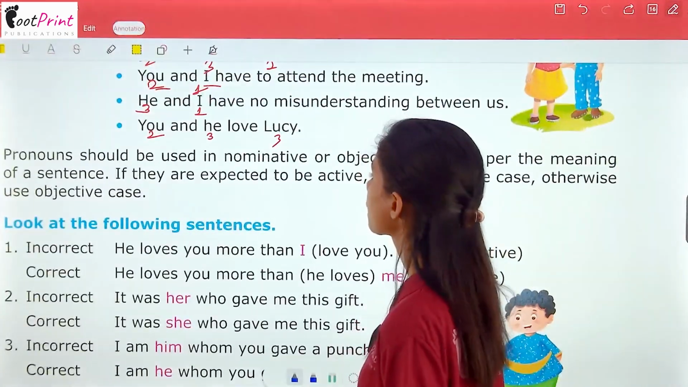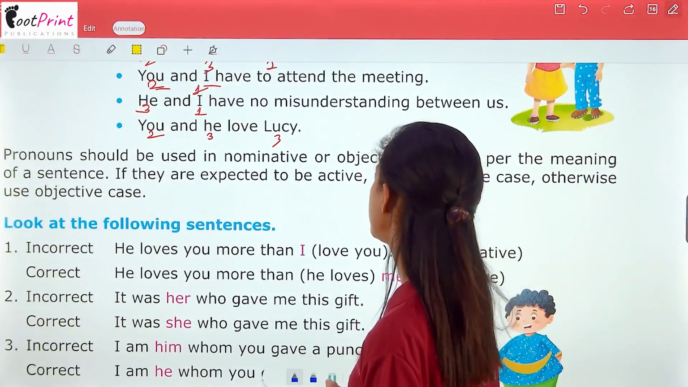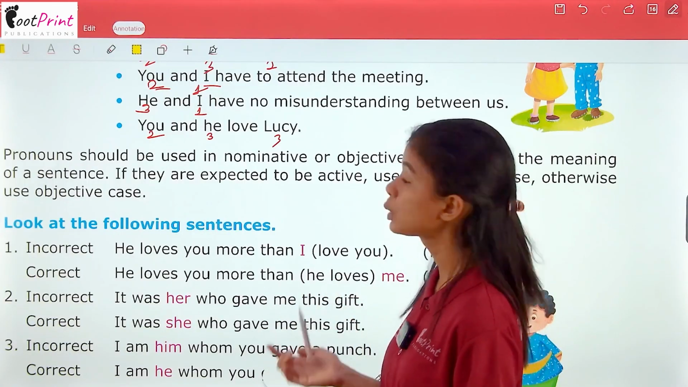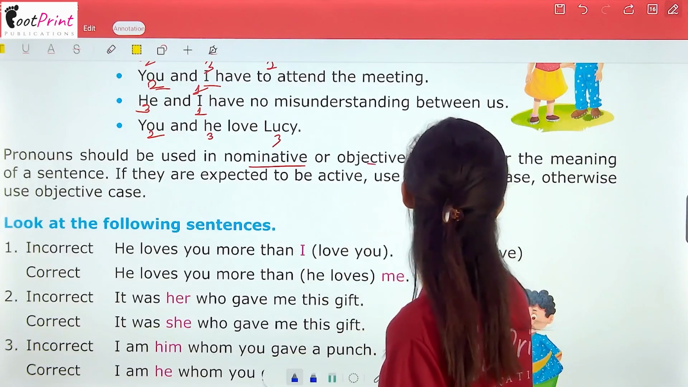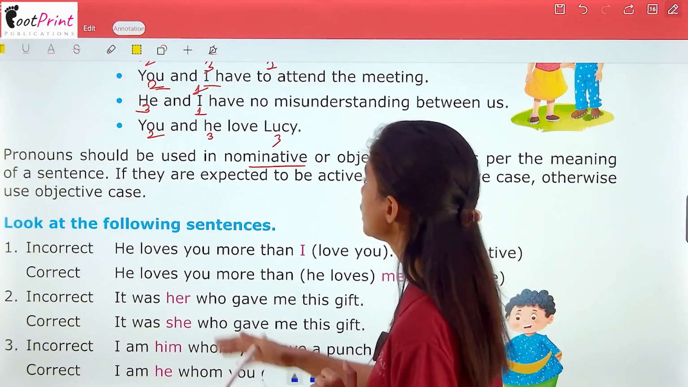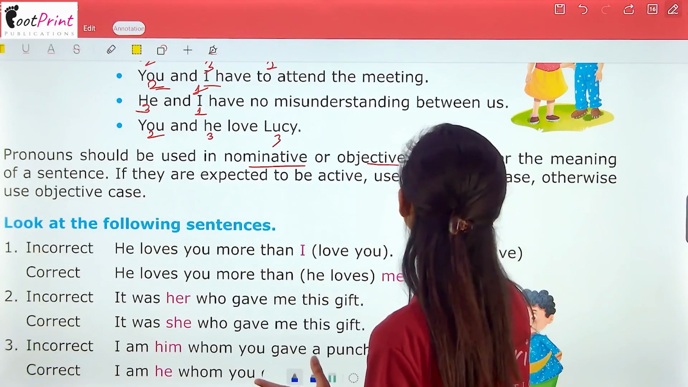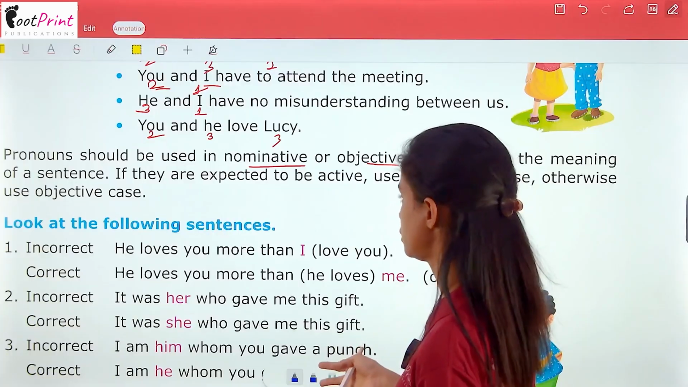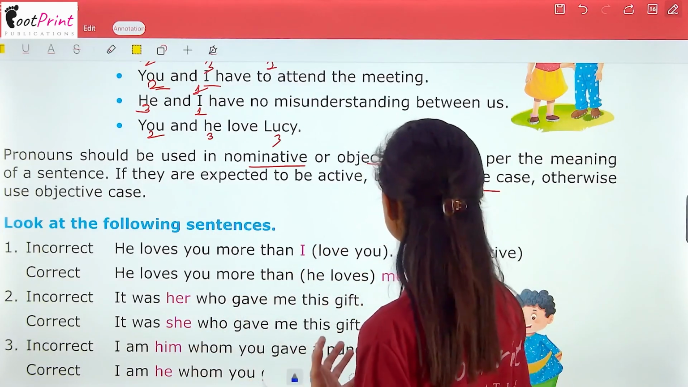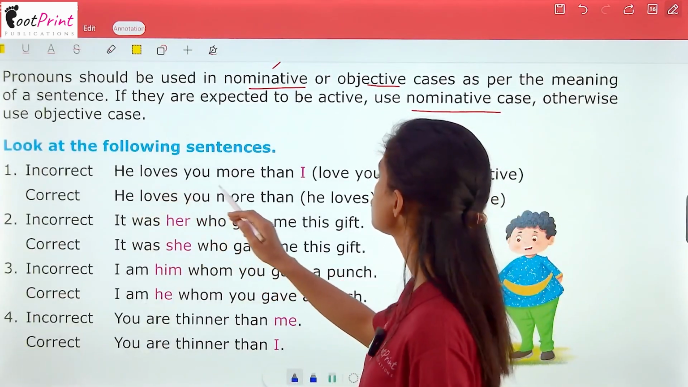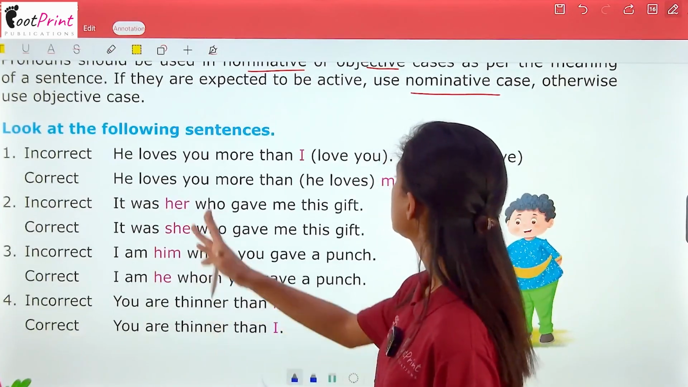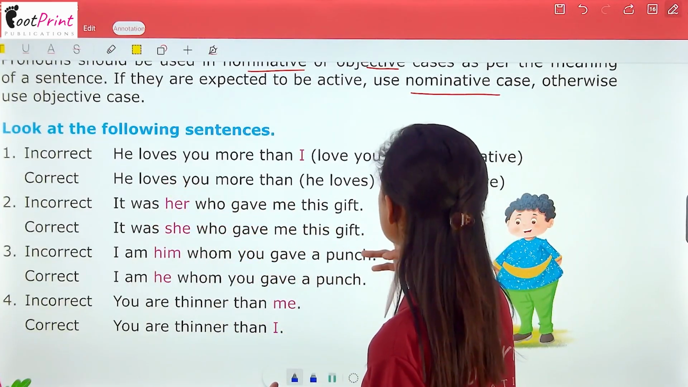Now let's see. Pronouns should be used in nominative or objective cases as per the meaning of a sentence. Pronouns को हम nominative या फिर objective case में use करते हैं as per the meaning of a sentence. Sentence के meaning के base पर. If they are expected to be active, use nominative case, otherwise objective case. If they are expected to be active, so हम use करेंगे nominative case. For example, he loves you more than I. Now this is a wrong sentence. He loves you more than me.